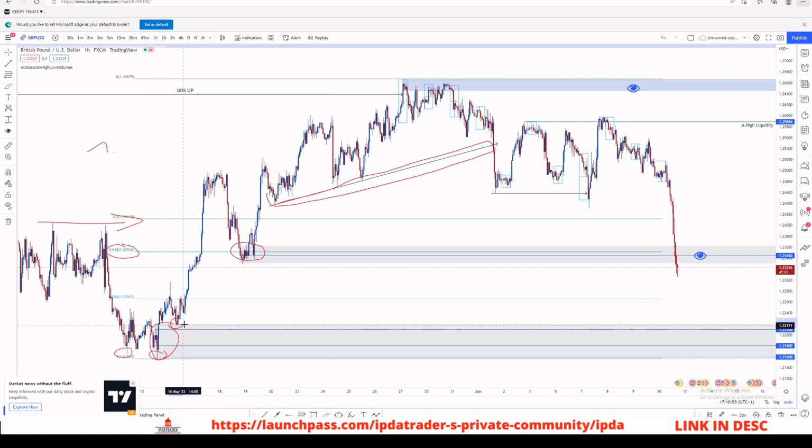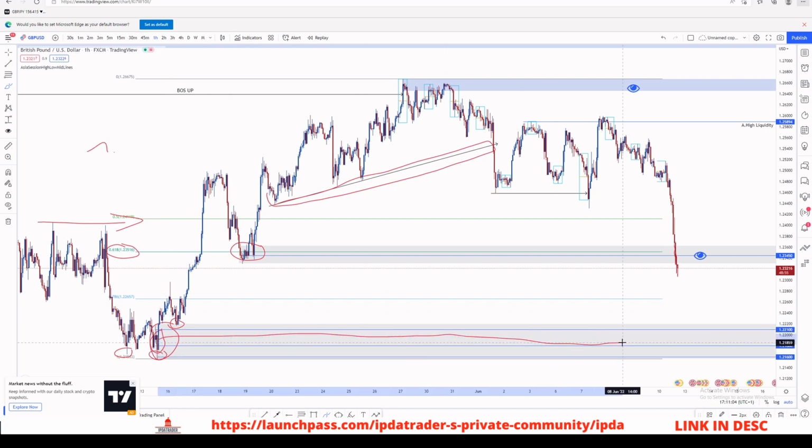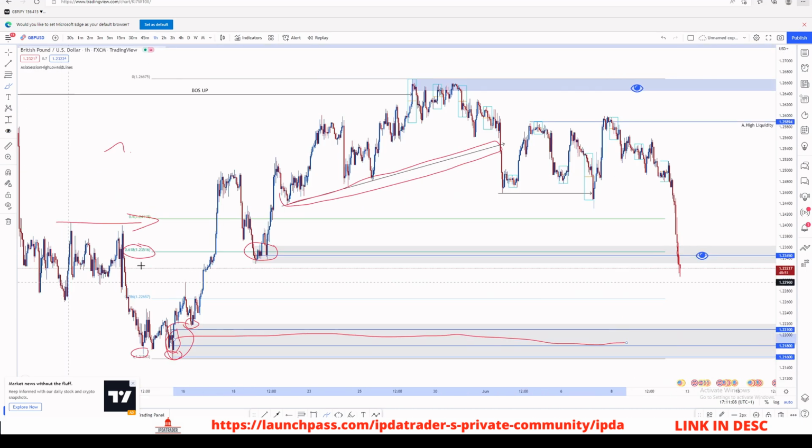We see that we mitigated over here on the top, so therefore I'm expecting a deeper mitigation, maybe into some key levels over here, right? So those are just simple examples on why those POIs make sense.